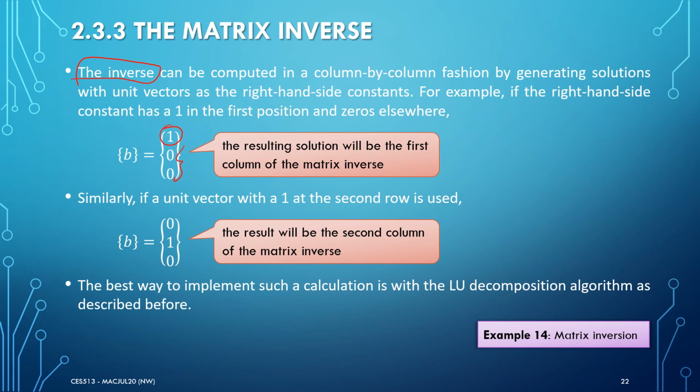Similarly, if a unit vector with 1 at the second row is used, the result will be the second column of the matrix inverse. The best way to implement such calculation is with the LU decomposition algorithm as described before. You can get a clear overview of this process of determining the matrix inverse using the LU decomposition method from example 14. So I need you to go through example 14 and understand how they determine the matrix inverse. That's all for topic 2.